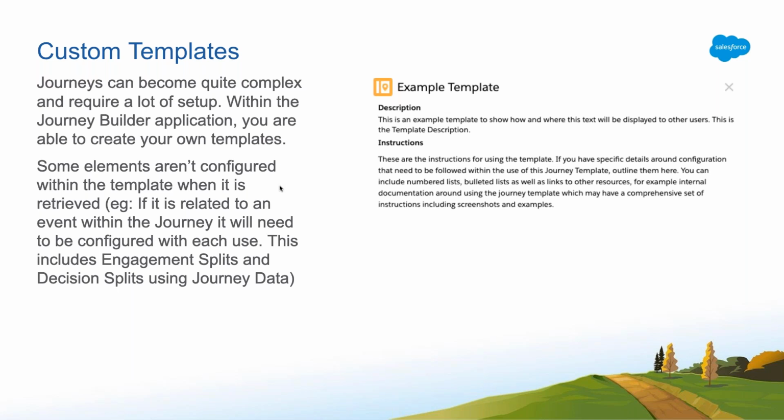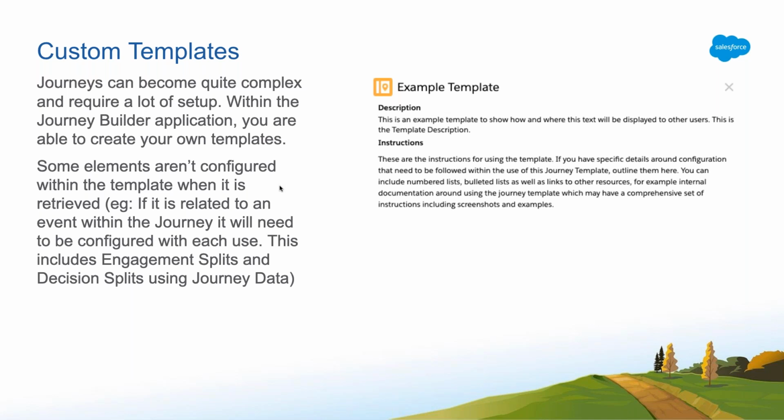When you create that template, you get the option to add a description and instructions. And when you create a new journey from that template, your users will be met with, on the left-hand side, the description and the instructions that you have laid out there so that they can quickly deploy these journeys.